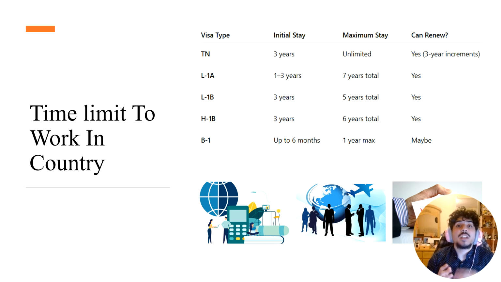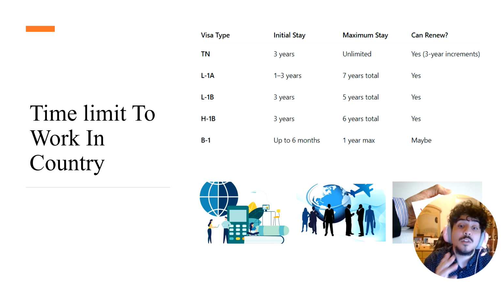Now the time limit for each type of visa to work in the United States, and what the initial stays, maximum stays, and renewal processes are. For TN, the initial stay is 3 years with an unlimited maximum stay, and it can be renewed in 3-year increments.